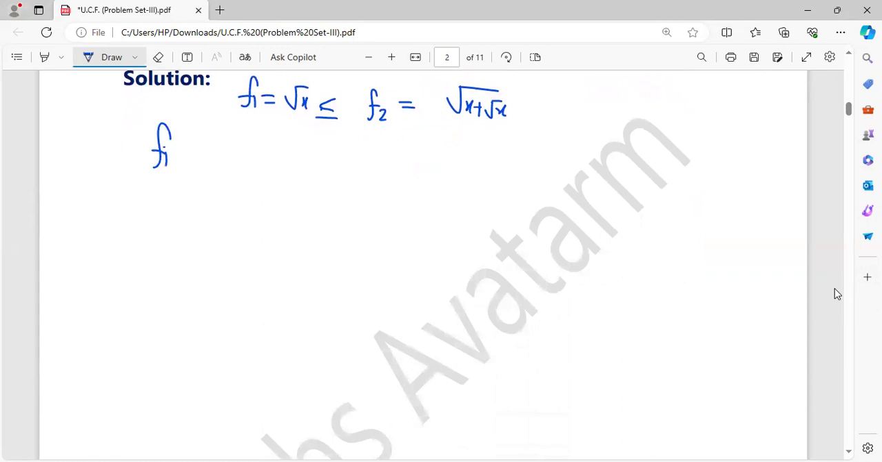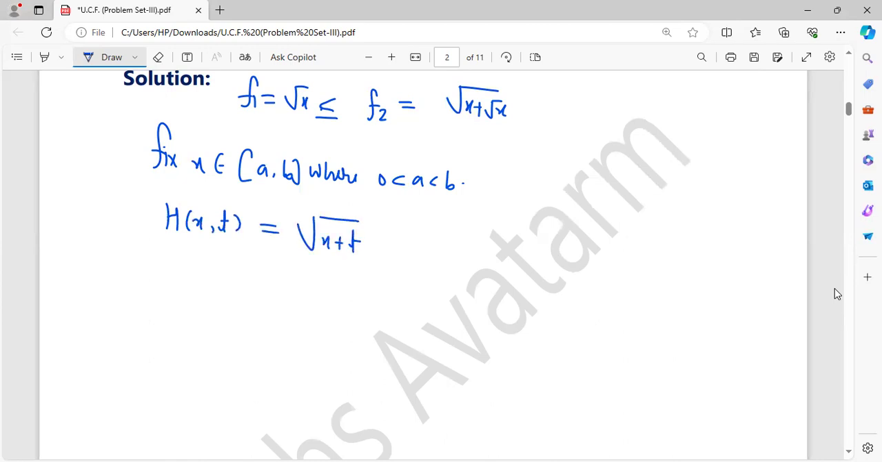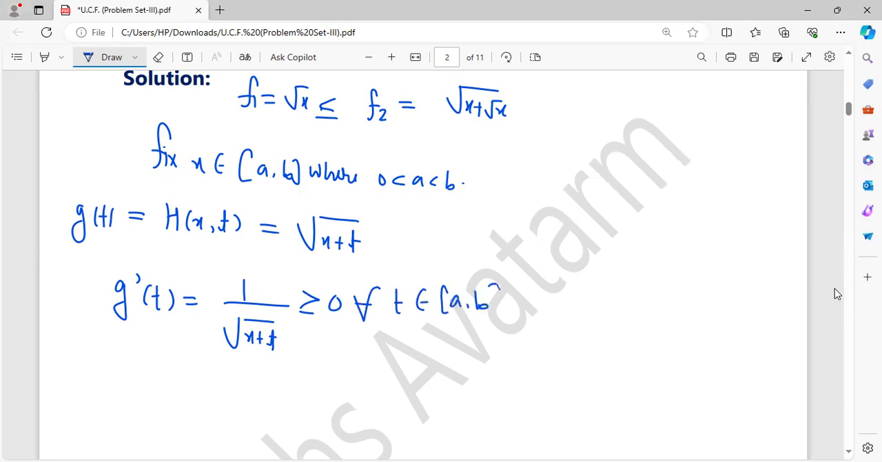monotonically increasing, you fix x belonging to the closed interval [a, b], where a and b satisfy the given condition. Now define g(t) equal to the square root of (x plus t). Now you take the derivative: g'(t) is equal to 1 upon 2 times the square root of (x plus t), which is non-negative for all t belonging to the closed interval [a, b]. Okay. It means g is an increasing function.